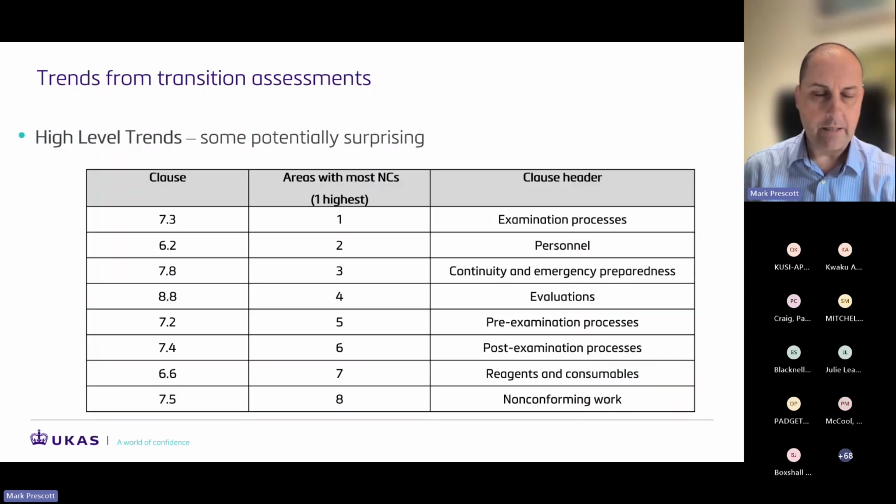So without looking at any specific numbers, we have done a little bit of trend analysis on these, and the table there that you can see shows the highest ranking non-conformities, if you like, so the highest level trends starting at the top. So there are no specific numbers on there. We've got the actual clauses and then the areas from 1 to 8, where we are seeing the most non-conformities, obviously with number 1 being the highest. Some of these I've written at the top there. Some of them are potentially surprising. There are aspects where they've been in the standard for a long time.